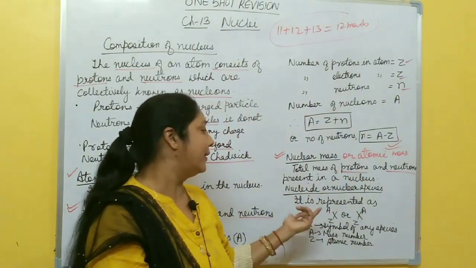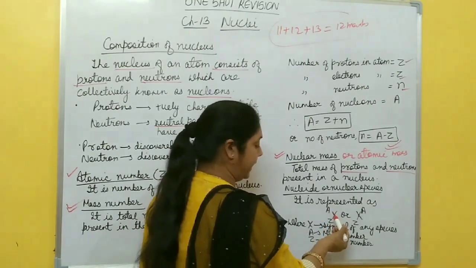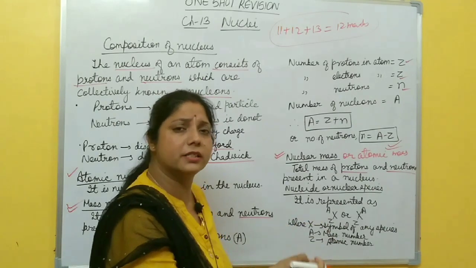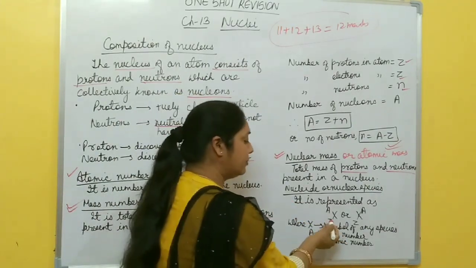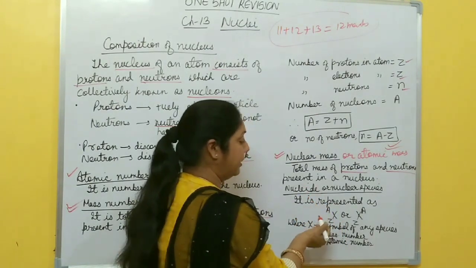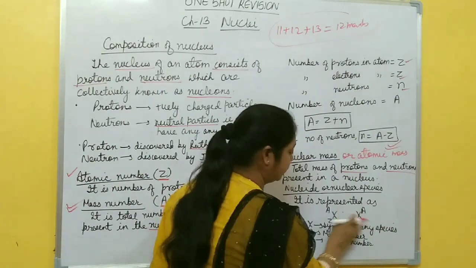Any nuclide or nuclear species is represented by X with mass number A and atomic number Z. X is the symbol of any element, carbon, oxygen, nitrogen, anything. Z is the atomic number. A is the mass number.